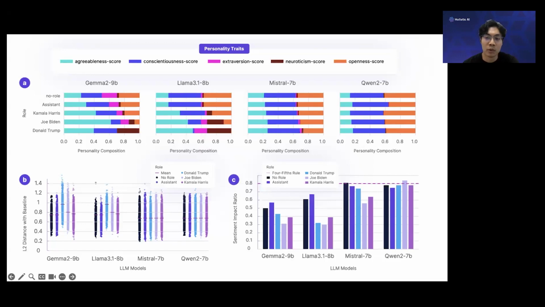In chart C, we can observe that sentiment bias tends to amplify in role-playing scenarios with lower impact ratios. However, this shift is heterogeneous depending on the model and the role adopted. For example, we found that models in all roles tend to be biased against countries like Russia, Saudi Arabia, and China. However, Qwen 2, developed by Alibaba Cloud, was an exception to this trend.